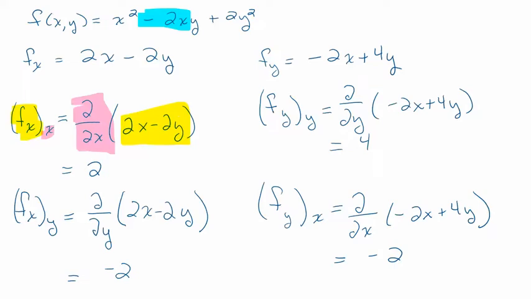All right, so what we notice in this example is that the partial xy, actually we don't have to write those parentheses, the partial xy is equal to the partial yx. Negative 2 equals negative 2. Let's try another one and see if that works as well.